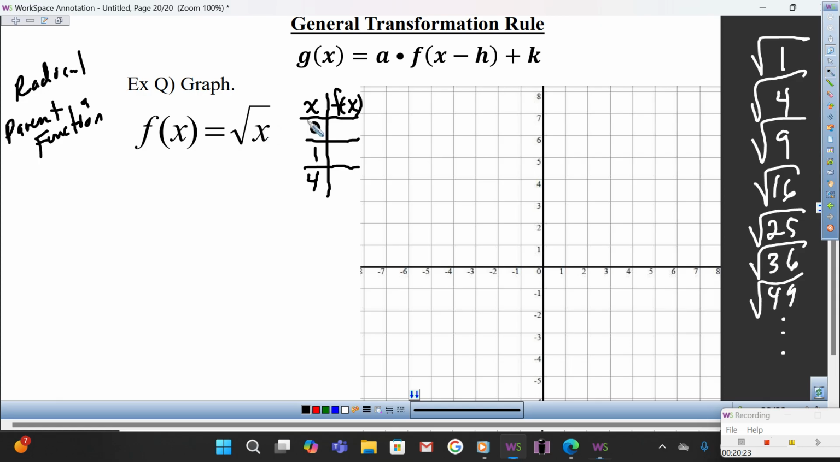If I substitute in here instead of x and I put 0, what is square root of 0? 0. Okay, write that in there, please. If I substitute again instead of x and I write there the 1, what is square root of 1? 1. And lastly, if I substitute the 4 there, what is square root of 4? 2. All right, let's graph that. 0, 0, 1, 1, 4, 2. Graph it.